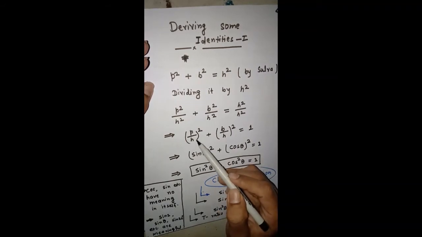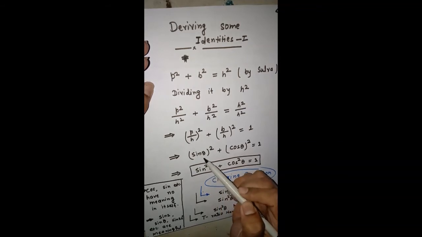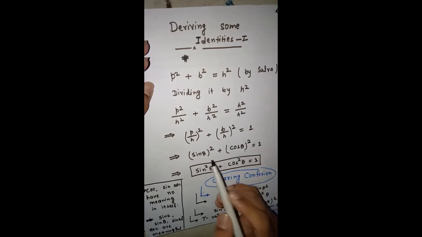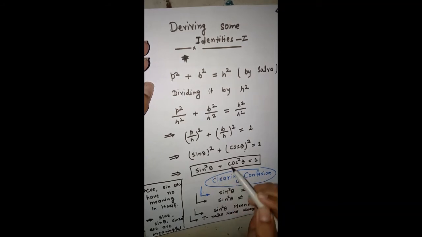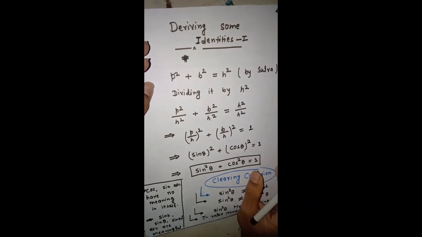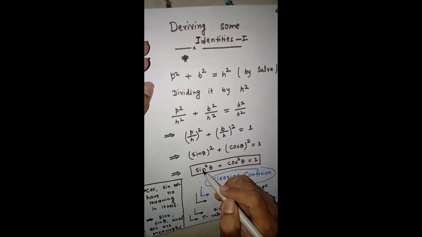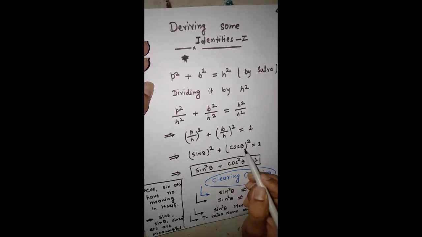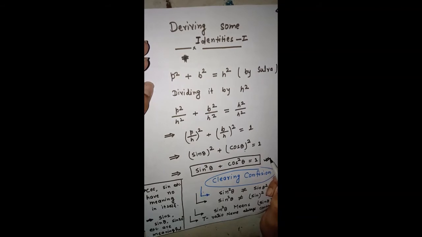Now, by the naming of T ratio, we already know that P by H is named as sin theta and B by H is named as cos theta. So it becomes (sin theta) whole square plus (cos theta) whole square is equal to 1. Have you understood? And it can also be written as sin square theta plus cos square theta is equal to 1. It's just a symbol. (Sin theta) whole square can also be written as sin square theta. Similarly, (cos theta) whole square can be written as cos square theta. So we have got an important relationship of trigonometry.